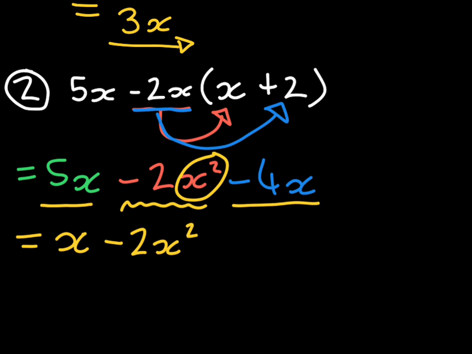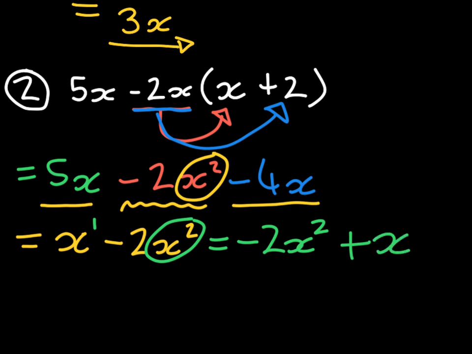Lastly, we must always remember that it is best to write our expressions out in descending order of variable power. So, since this term has an x squared, whereas x is simply an x to the 1, 2 is greater than 1, therefore we know that we're going to have minus 2x squared plus x. And that is our final answer for question number 2.